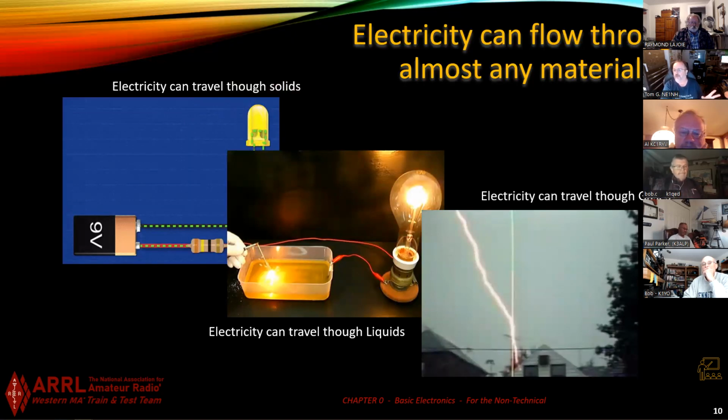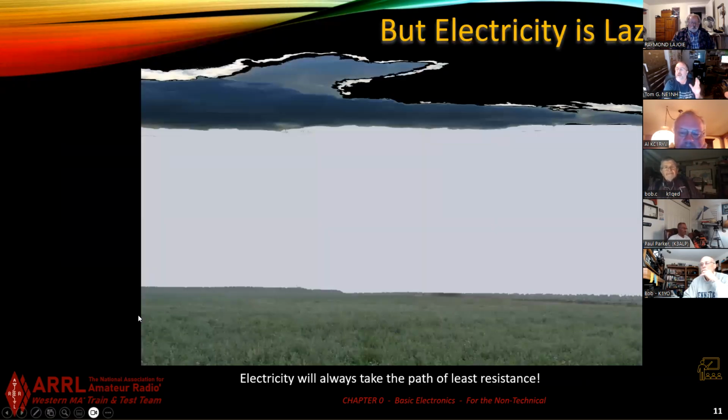Semiconductors, diodes and transistors that we've talked about a little bit, and we'll talk about more in the session that Bill's going to run. Okay, so electricity is lazy.